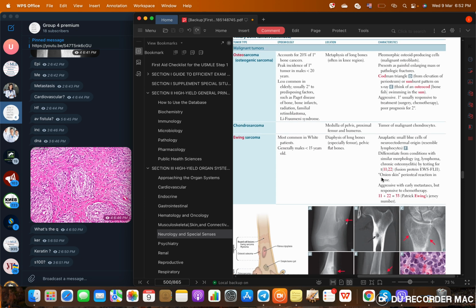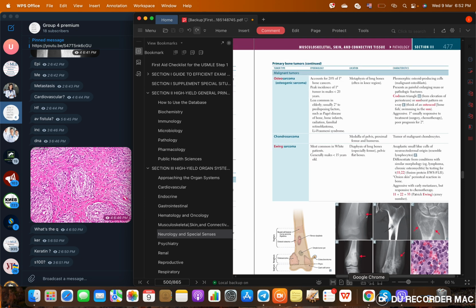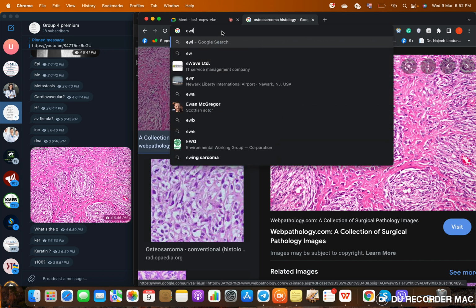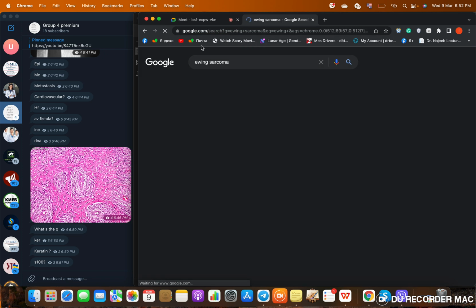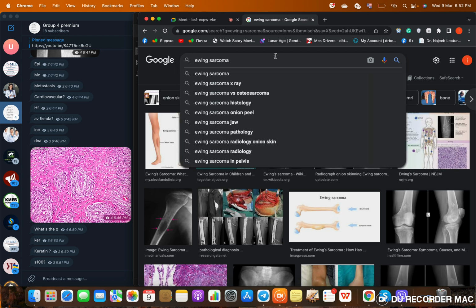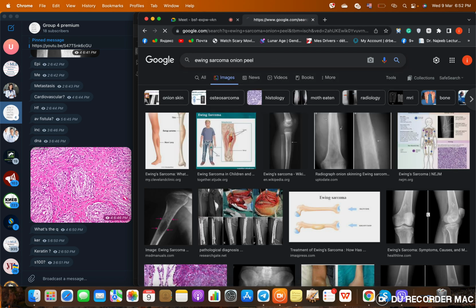They love to show this picture. I don't know why there is no picture of this here, so I have to show it to you because it's actually common on the exam. They can show you an Ewing sarcoma. So as you can see, each tumor has its thing that you need to memorize, you know?